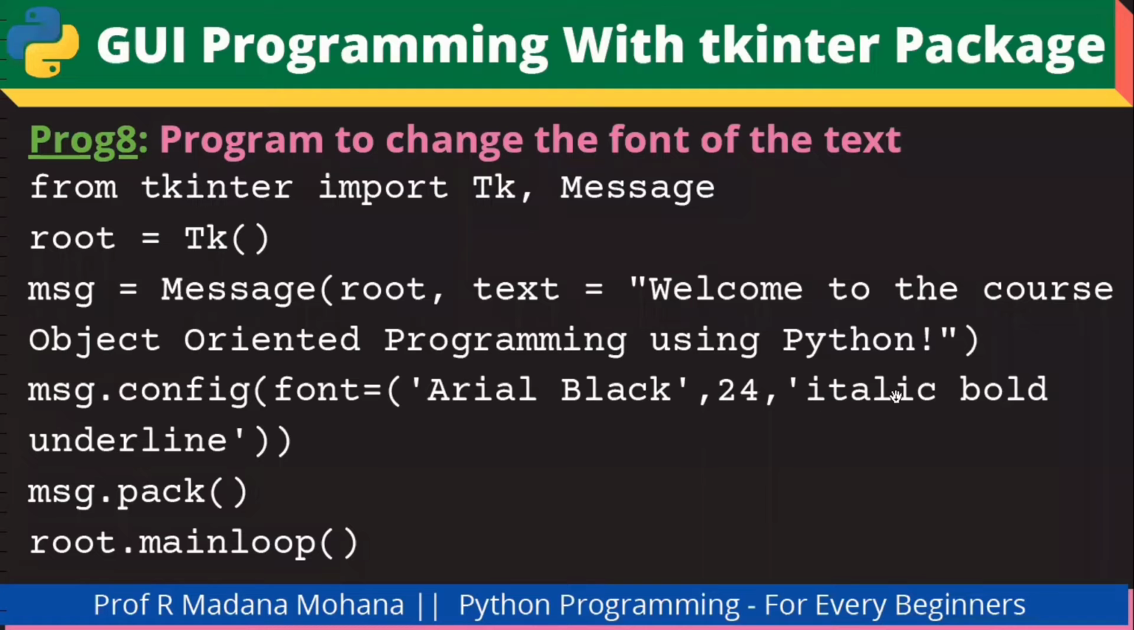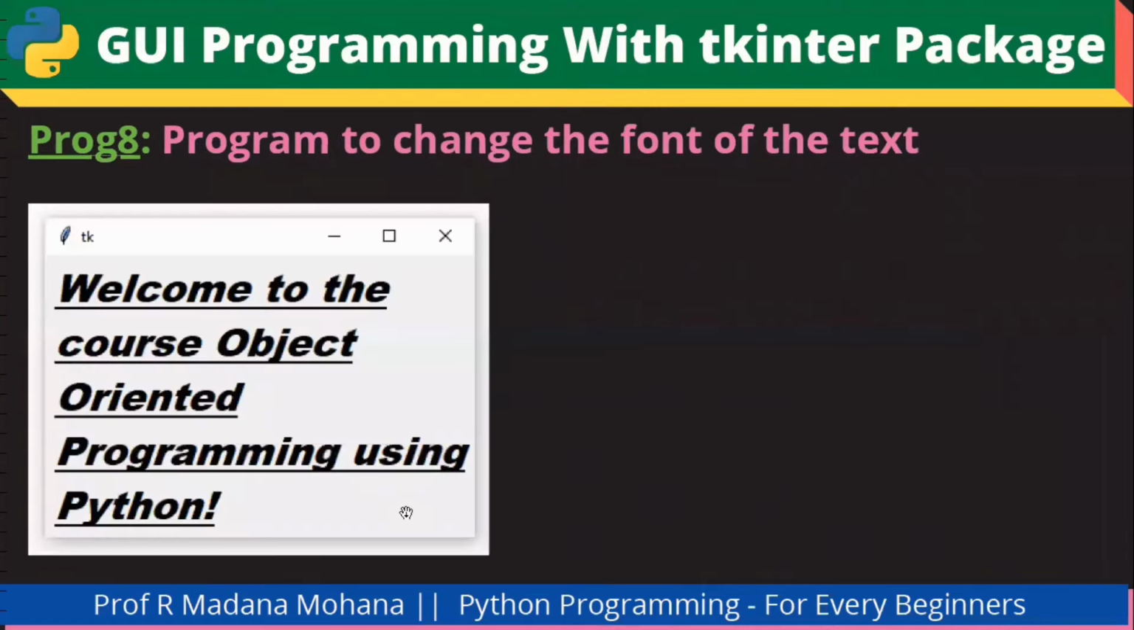Here I have given all three: italic, bold, underline. Whichever you don't want, you can remove it. Then using the pack method, again you have to use msg.pack, then root.mainloop. Whenever you run this program, see, this is the window along with the output.